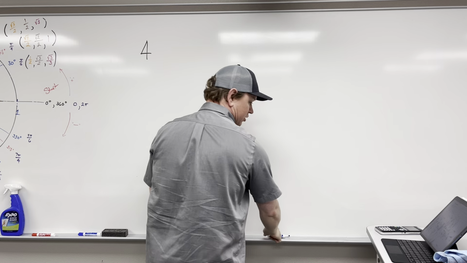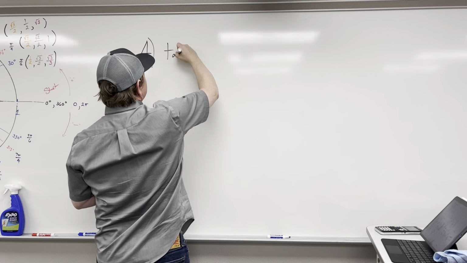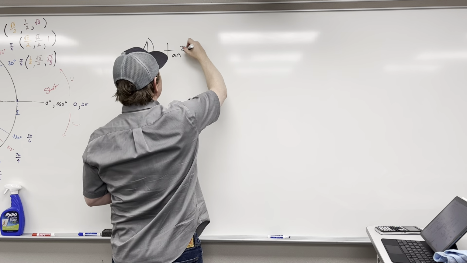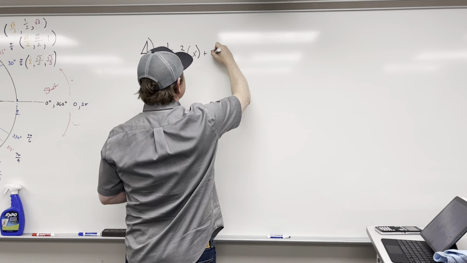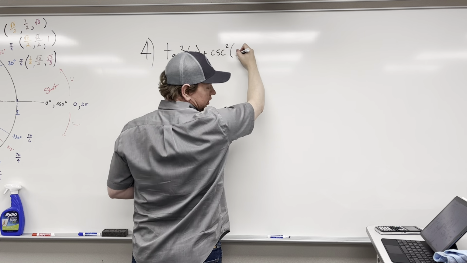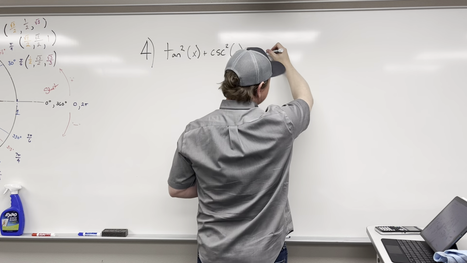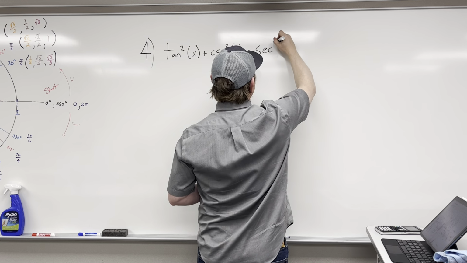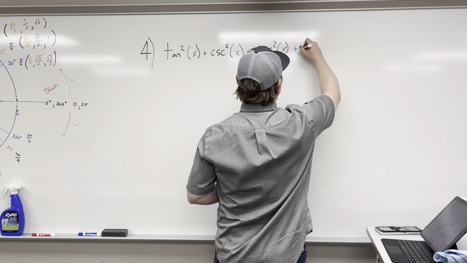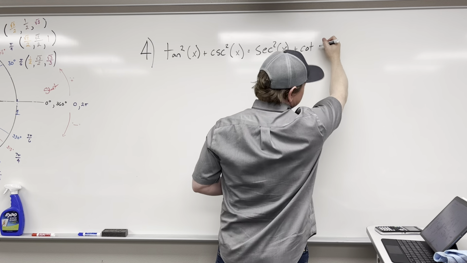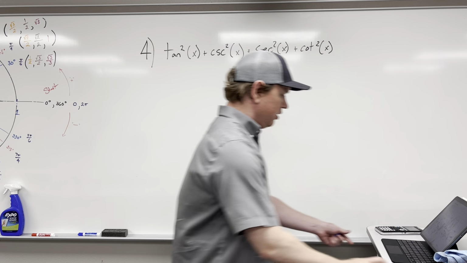So 4. So we have tangent squared x plus cosecant squared x is equal to secant squared x plus cotangent squared x. Cool. Number 4. All right, awesome.